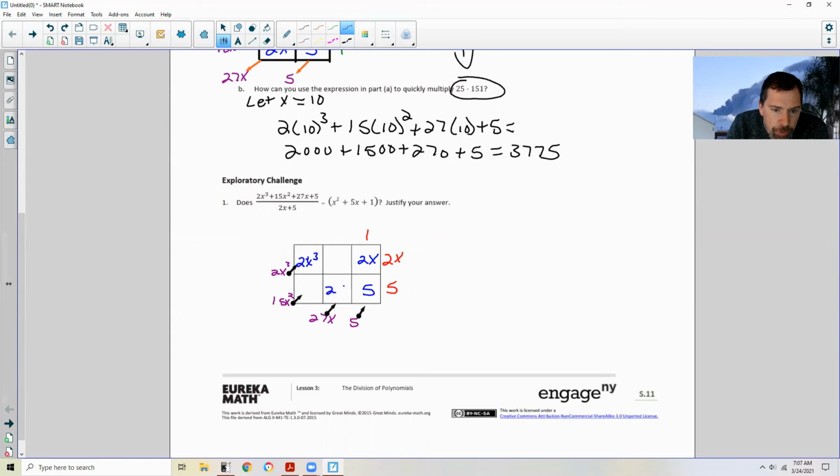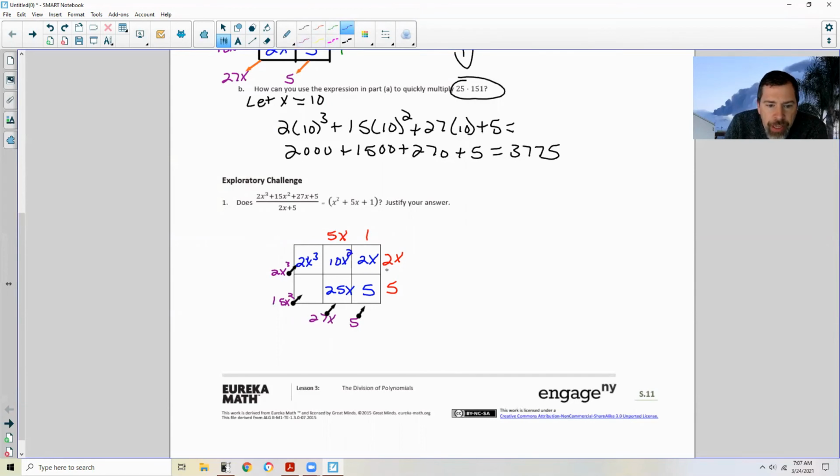So this has to be 25x. And 5 times what value is 25? So this would have to be 5x. Okay, so we're just working backwards and filling in the blanks. This has to be 5x because 5 times 5x is 25x. So now that I have this, 5 times 2 is 10x squared.